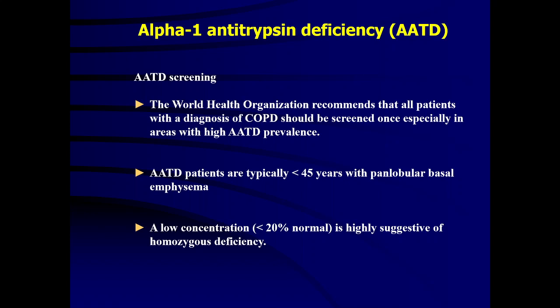Alpha-1 antitrypsin deficiency is a risk factor for developing COPD. These patients who have alpha-1 antitrypsin deficiency, if they are smokers, they develop COPD at early age, even in their 30s. If they are non-smokers, they develop COPD in their 40s. And usually this is predominantly emphysema, and it causes panlobular emphysema, affecting the lower lobes more than the upper lobes, while the smoke-related emphysema affects the upper lobes, and it is centrilobular or centriacinar. The World Health Organization recommends that all patients with COPD should be screened once for alpha-1 antitrypsin in areas with high prevalence, and this is more common in Caucasians. A concentration of alpha-1 antitrypsin less than 20% of the normal is highly suggestive of homozygous deficiency.